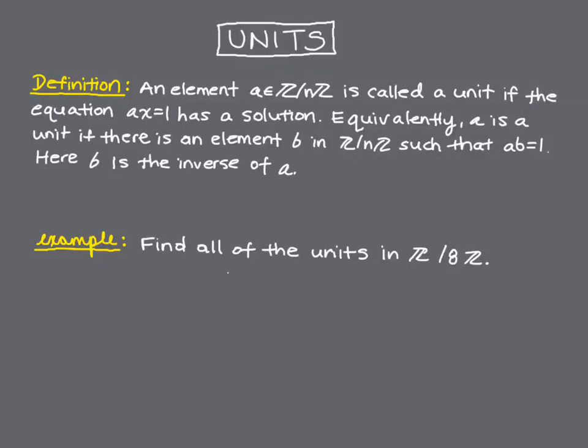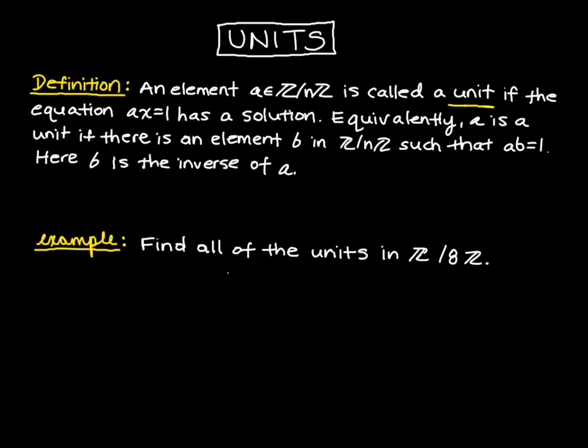We say that an element in the integers mod nZ is a unit if there's a solution to the equation ax equals 1. And just a second, let me increase the contrast. There we go. This is also equivalent to saying that there exists some element b so that when you multiply a and b, you get 1. And so we call b the inverse of a. So if we consider this definition, let's find all of the units in Z mod 8Z.